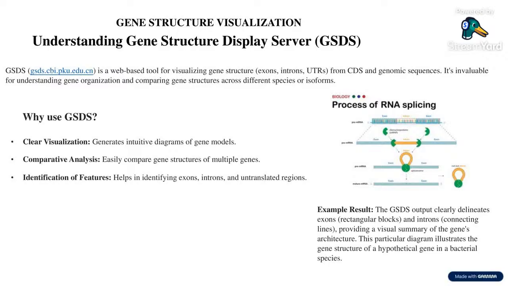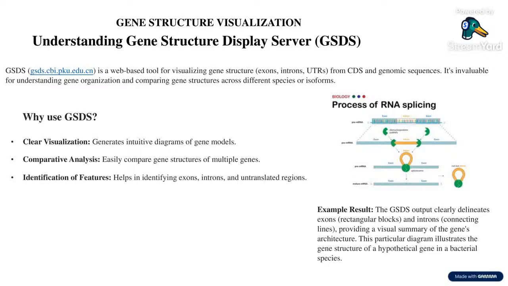So GSDS basically takes two types of sequence. First, the genomic sequence, which includes both coding regions and non-coding regions, including introns. And the other type of sequence that we input in the GSDS is CDS. CDS is the coding sequence, which only contains the exons, the parts of the gene that are translated into a protein.